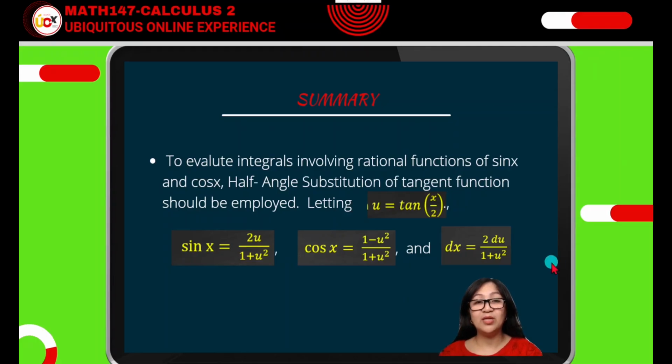So in summary, to evaluate integrals involving rational functions of sine x and cosine x, the half-angle substitution of the tangent function should be employed. Letting u be tangent of x over 2, we can derive these three equations as follows. Sine x is 2u over 1 plus u squared. Cosine x is 1 minus u squared over 1 plus u squared. And dx is 2 du over 1 plus u squared.